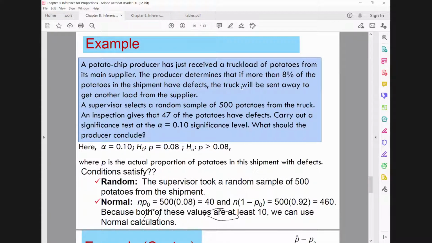That's why the null hypothesis will be H naught: P equals 0.08, and the alternative hypothesis is just one side: it's not acceptable just when P is more than 0.08. This is the alternative hypothesis, and by the way, we have just one side. Then the sample contained 500 potatoes. Of course, we can't check the potatoes in the truck piece by piece, so we have to take a sample containing 500 potatoes.